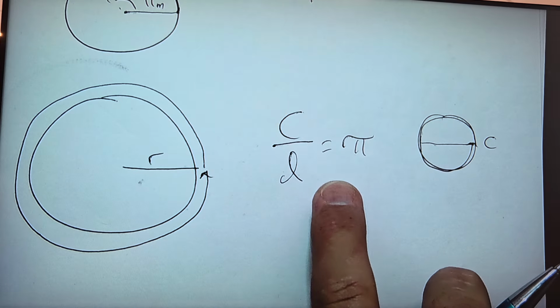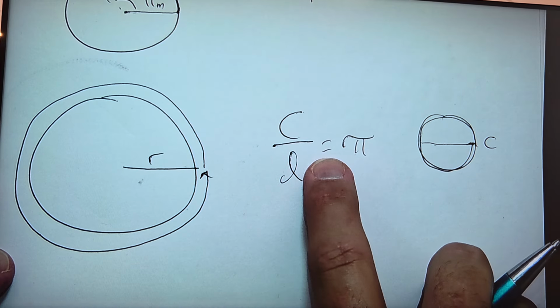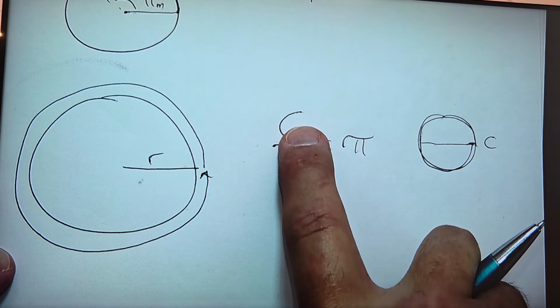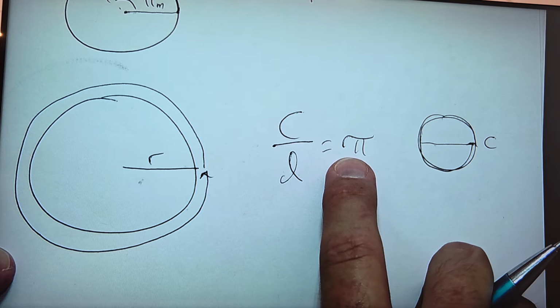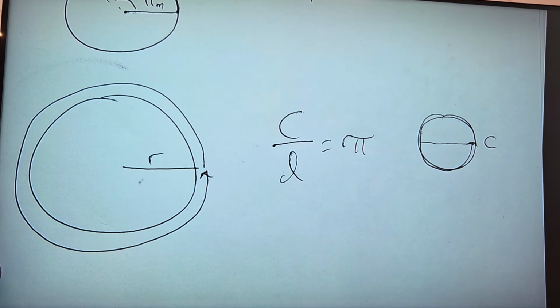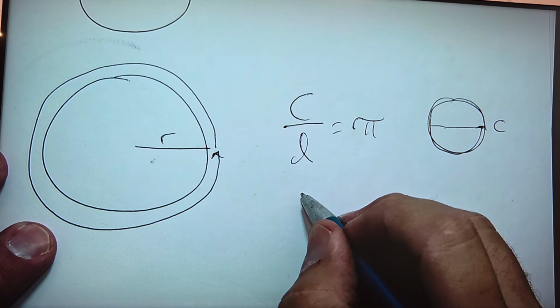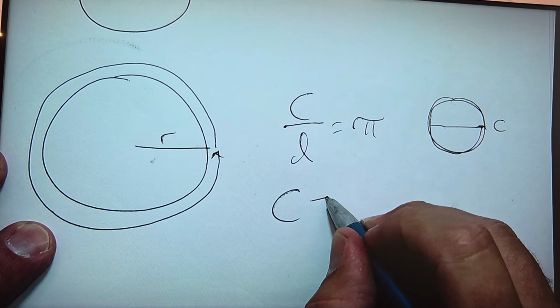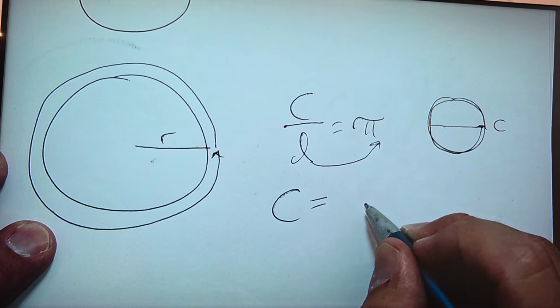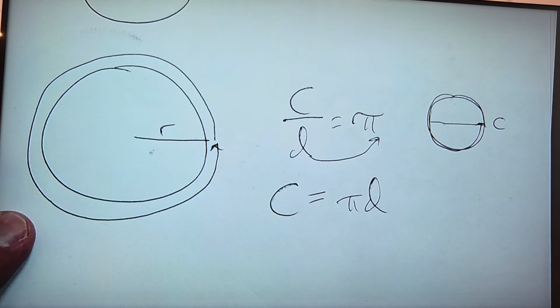So, real quick. Pi came from the fact that when I take a circumference divided by diameter, I always got 3.1415, and so on. Always. So therefore, look at this. This is kind of silly. What's the circumference formula? Circumference is pi times diameter.